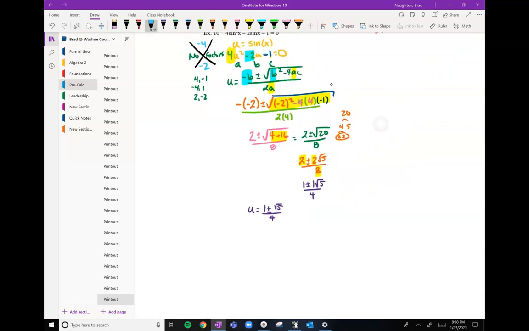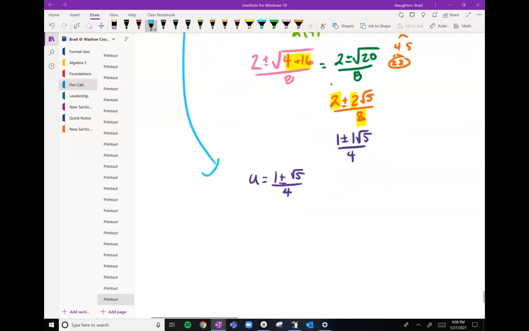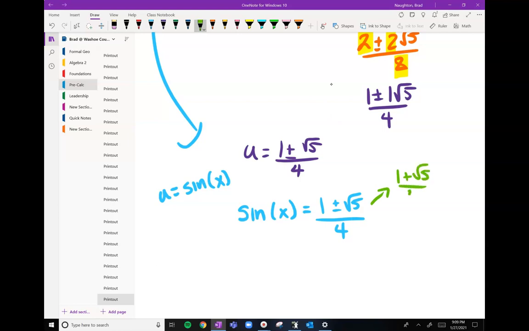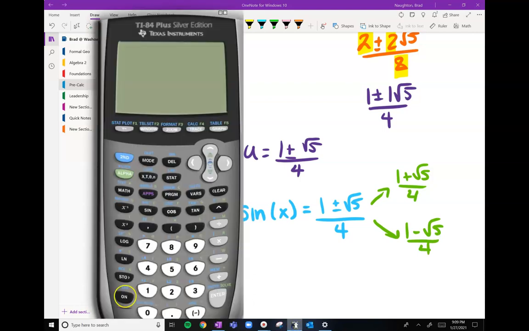So let's bring our sine in. Remember, u was sine x. So u is equal to sine x. So we're going to say the sine of x is equal to 1 plus or minus root 5 over 4. Let's find out what that decimal is, because we're definitely going to need the calculator. So we'll do 1 plus root 5 over 4 and 1 minus root 5 over 4.